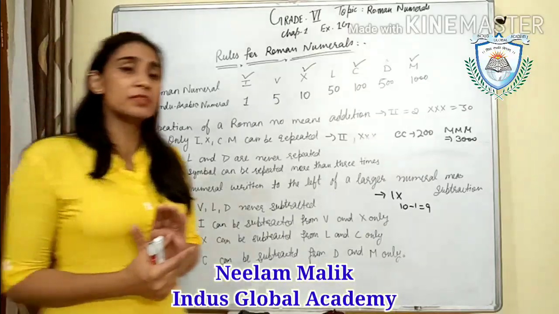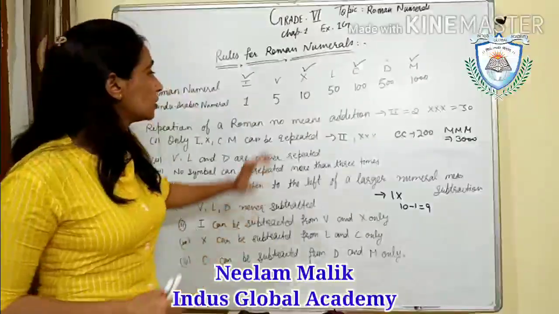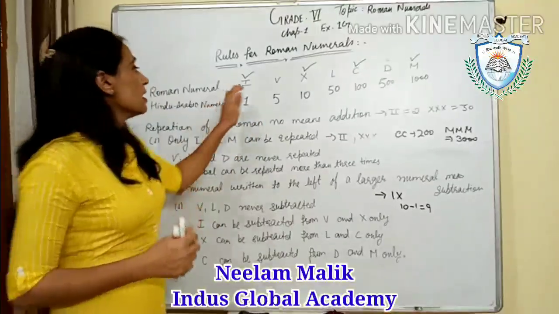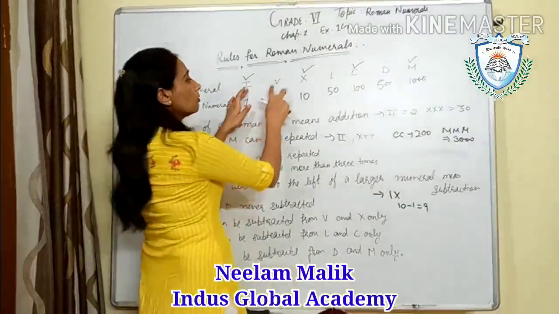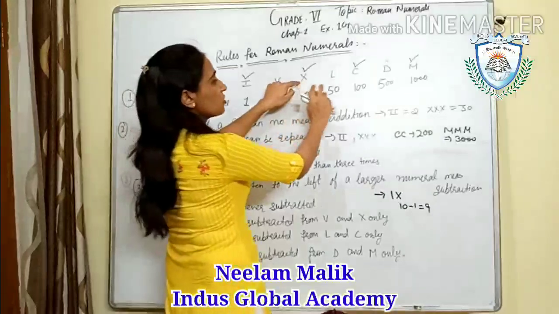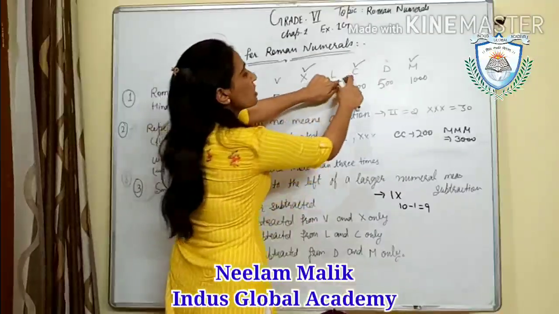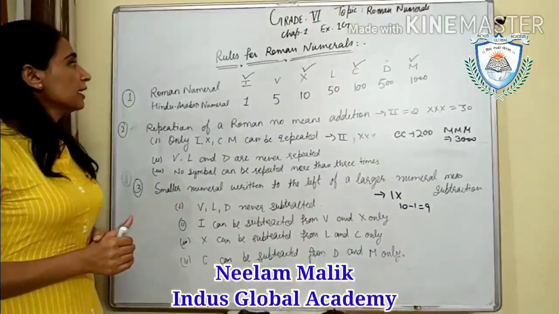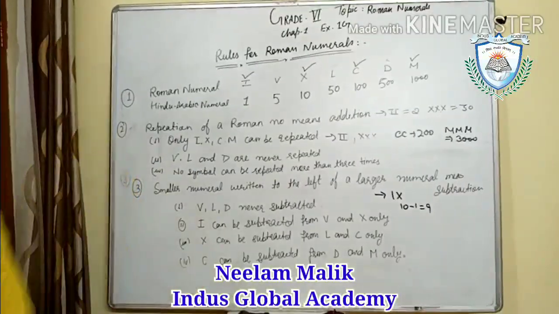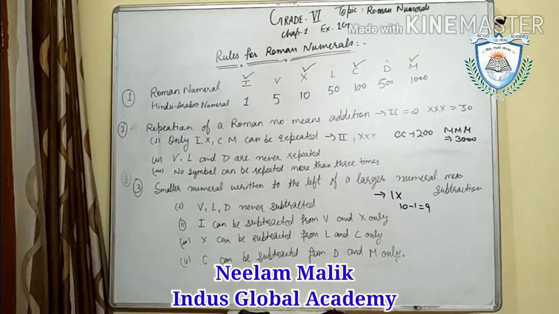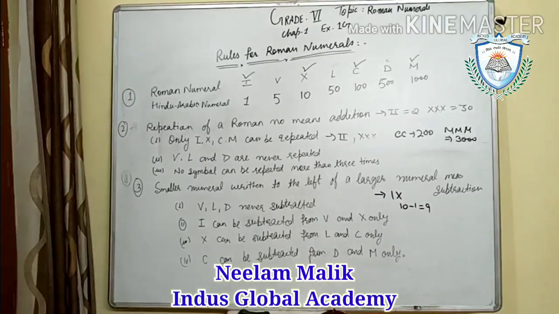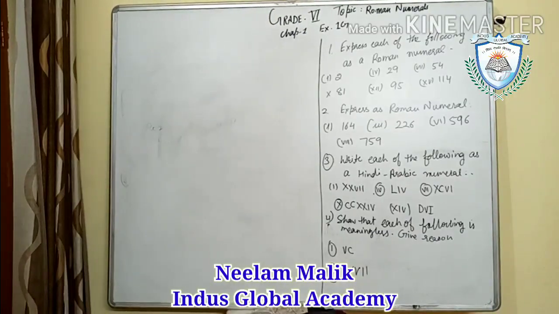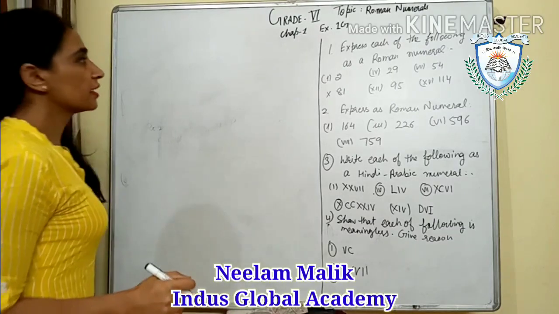After that, in subtraction, the first rule is this: I can be subtracted from these two, X can be subtracted from these two, C can be subtracted from these two. Okay, now we will start our exercise. So let's start our exercise.